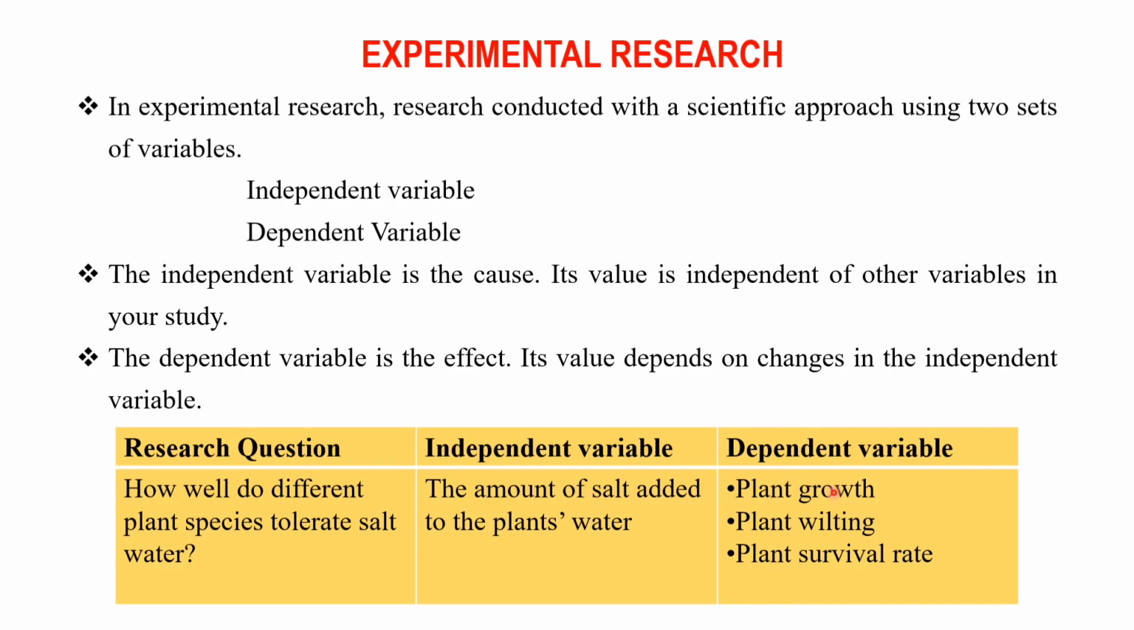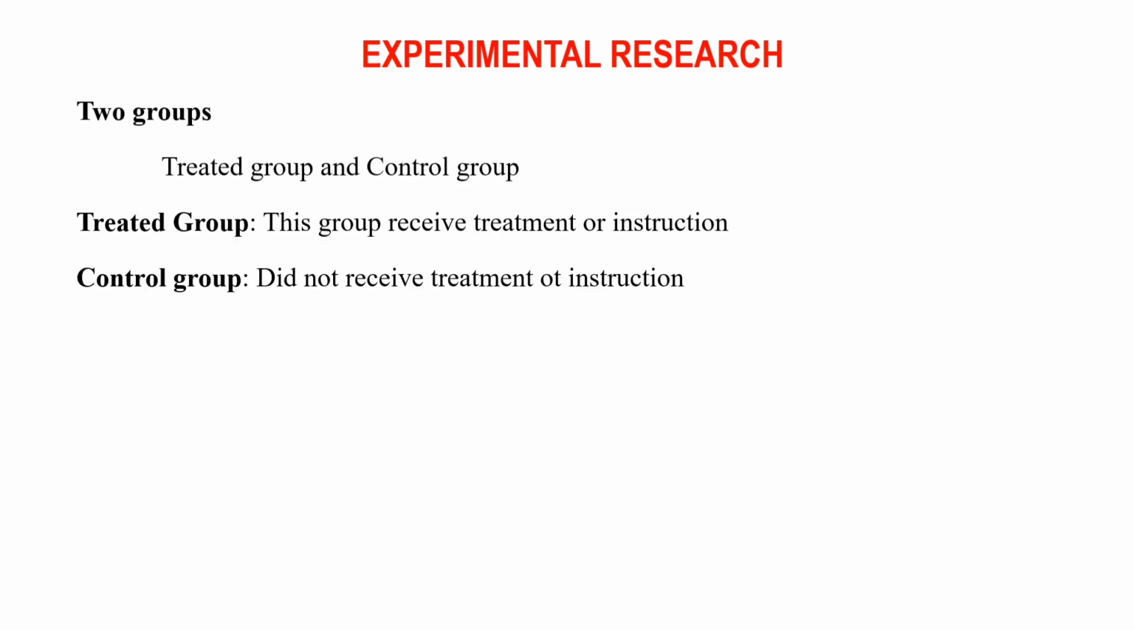These are the variables in experimental research. In any experimental research, there will be two groups. One group is the treated group, and the other is the control group. The treated group receives the treatment or instruction, and the control group does not receive treatment or instruction. This is just a control.